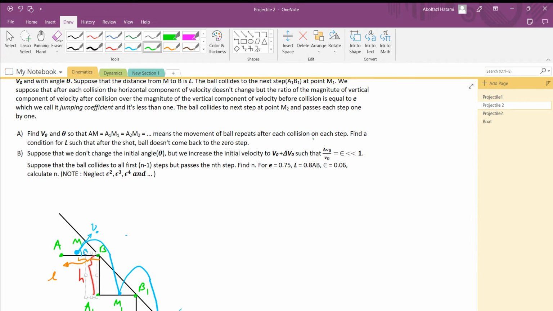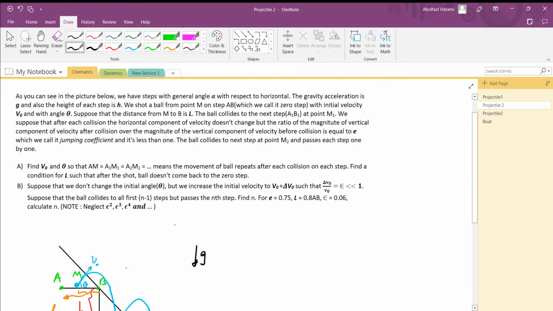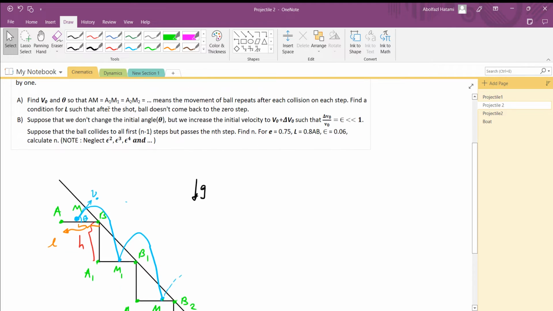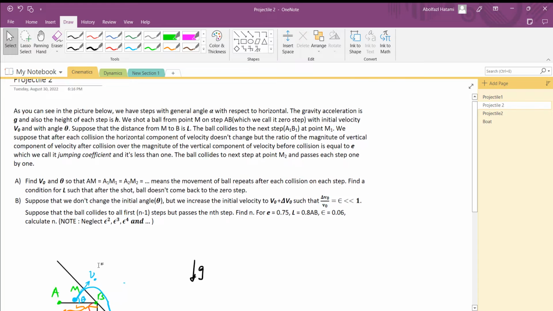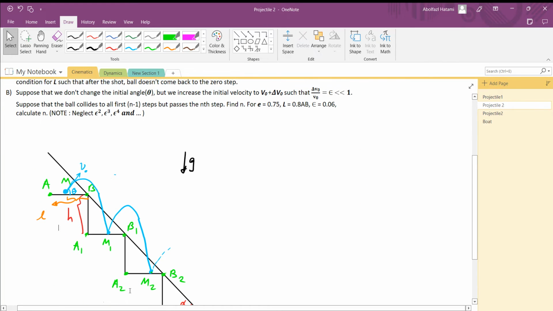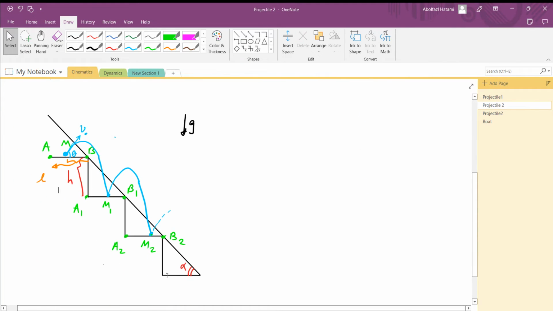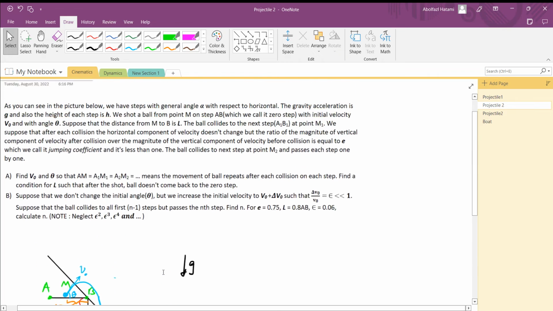The gravity acceleration is g and it's downward. I forgot to draw g. It is the gravity, and it is downward. And also the height of each step is h. It means that this length is h, this length b to a1 is h, and all of them, for example b1 to a2 or b2 to a3, are all h.